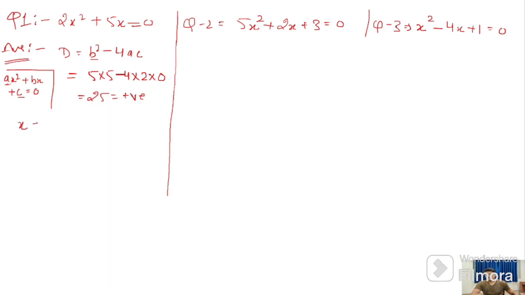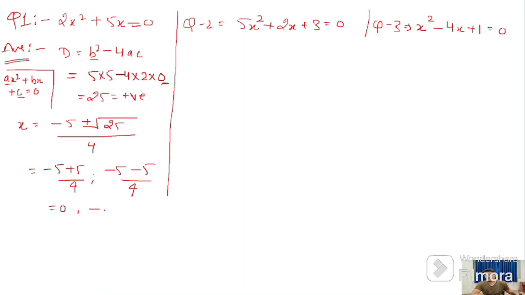Finding the roots, x equals to minus b plus minus root of b square minus 4ac, which is given by 25, because c equals to 0, that's why we get 25, divided by 2 into a, which is 4. Solving, minus 5 plus 5 divided by 4, and minus 5 minus 5 divided by 4, gives 0 and minus 5 by 2. Got it?